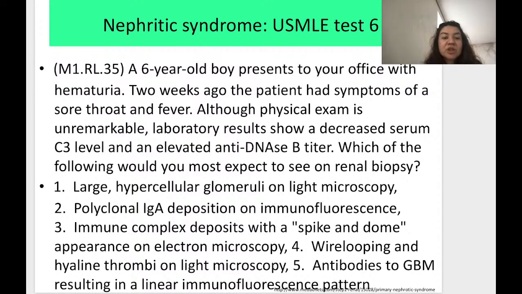First, large hypercellular glomeruli on light microscopy. Second, polyclonal immunoglobulin A deposition on immunofluorescence. Third, immune complex deposits with spike and dome appearance on electron microscopy. Fourth, viral looping and hyaline thrombi on light microscopy. And fifth, antibodies to glomerular basement membrane resulting in a linear immunofluorescence pattern.